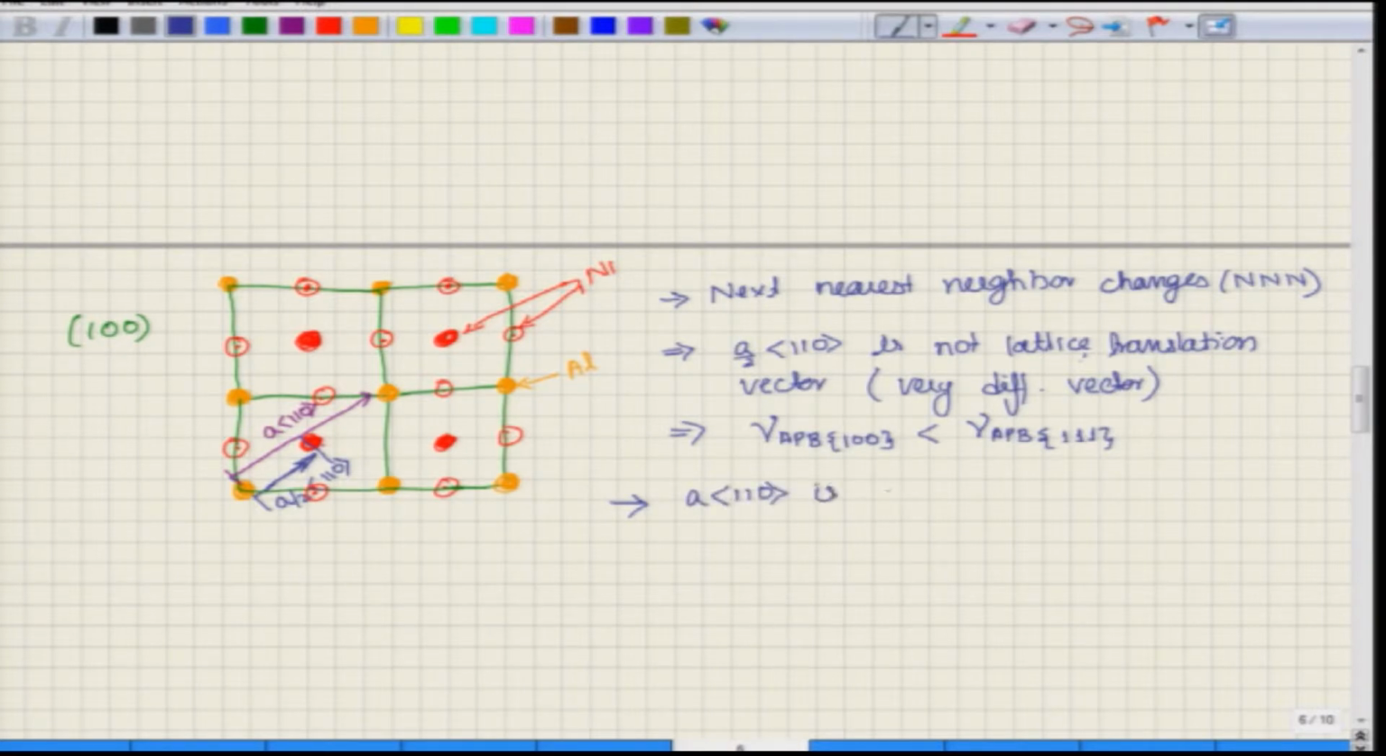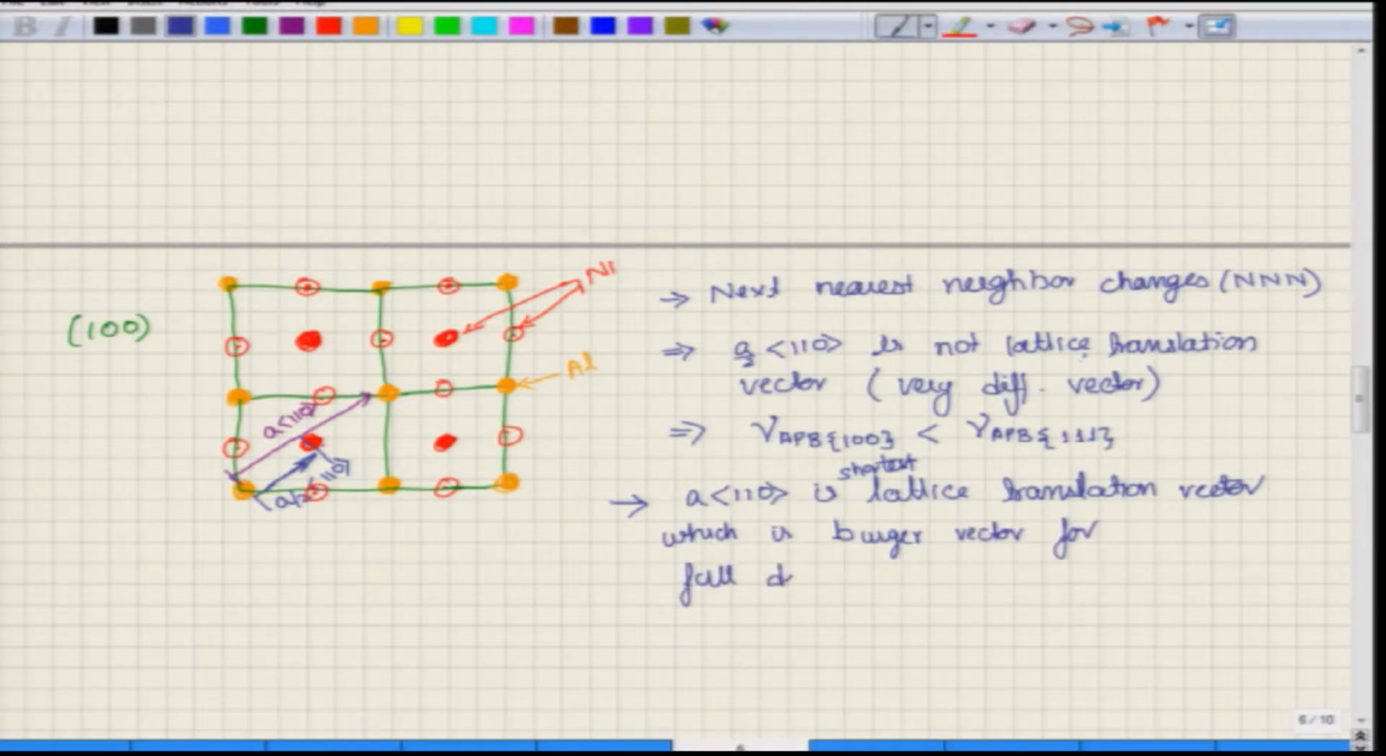a[110] is a lattice translation vector, in fact, the shortest lattice translation vector. We have not proved it, we have just seen by example that this is the shortest lattice translation vector, which is the Burgers vector for a full dislocation. Now, remember the one, I am again going to introduce another term.